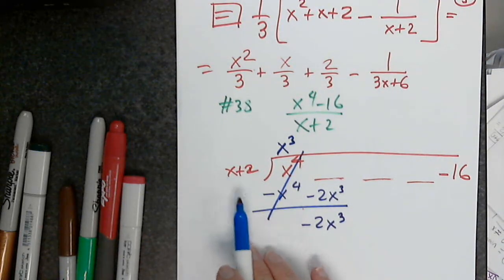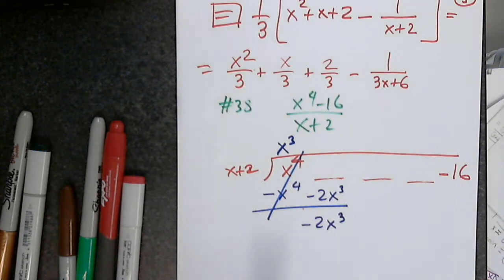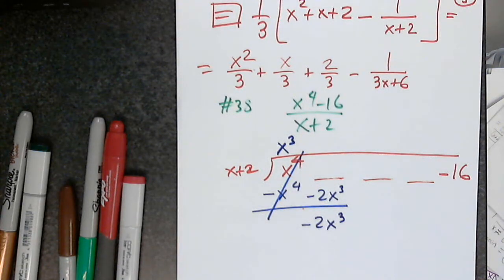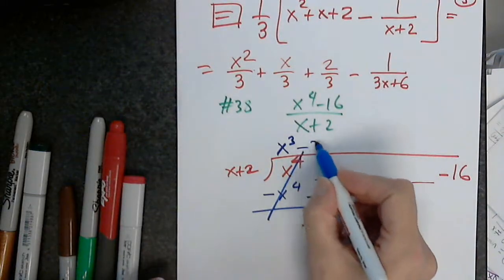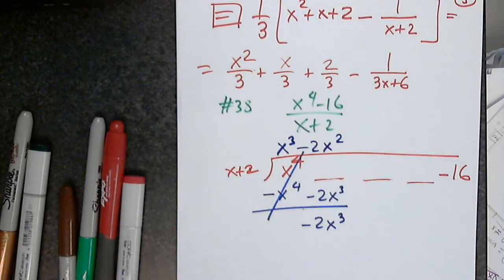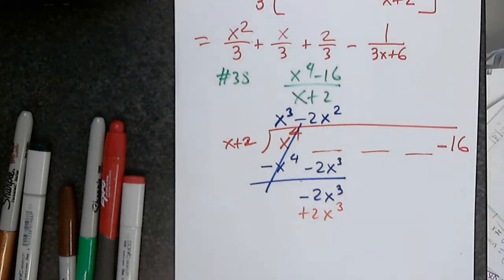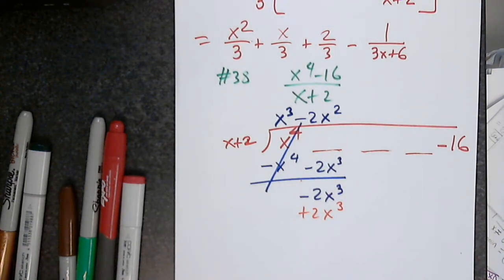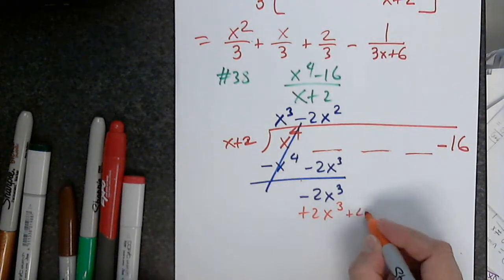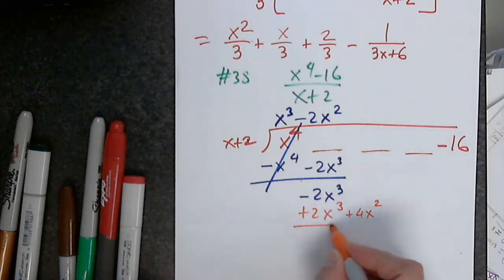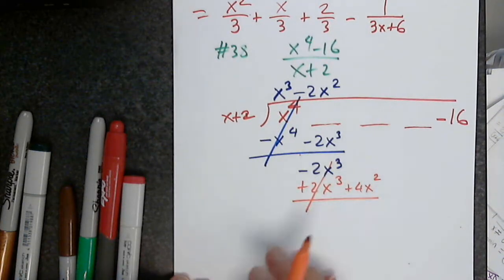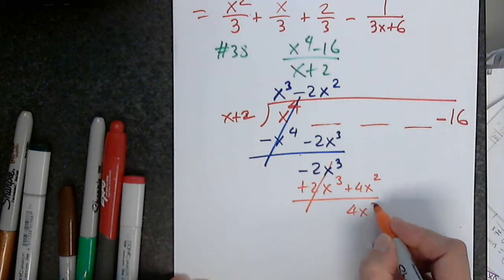Now I'm asking myself, x times what is negative 2x cubed? Negative 2x squared. Good. Now I distribute. Negative 2x squared times x is negative 2x cubed, but I have to write positive 2x cubed. Then negative 2x squared times 2 is negative 4x squared, and I have to change to positive 4x squared. These go away. I bring down the next in line.